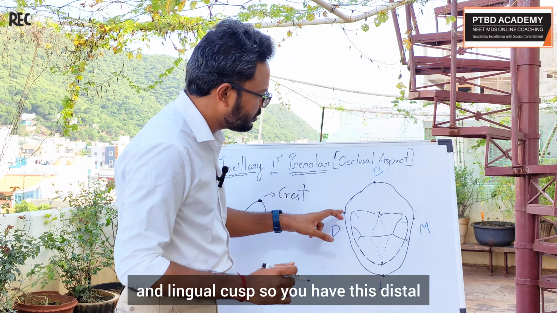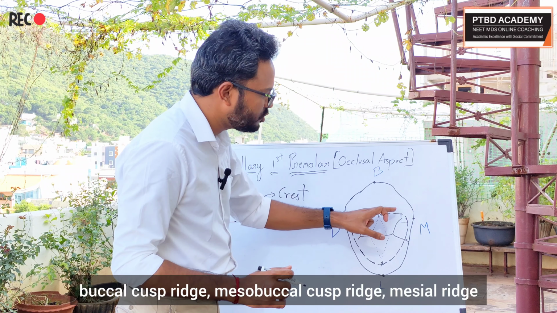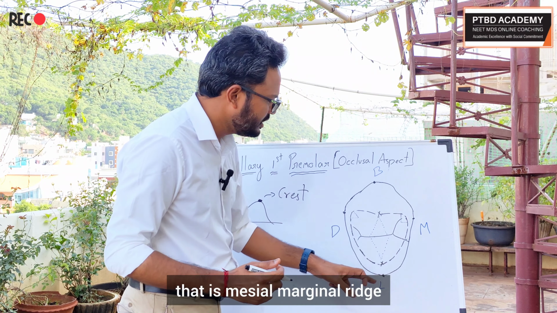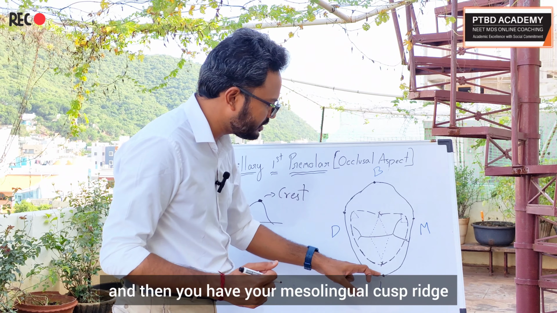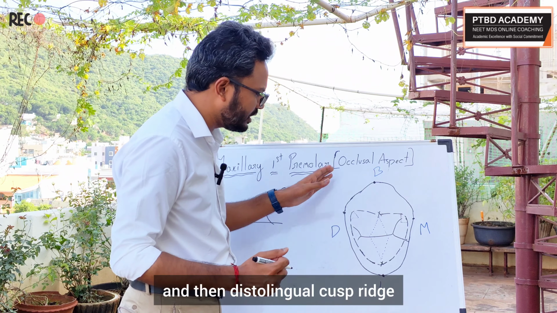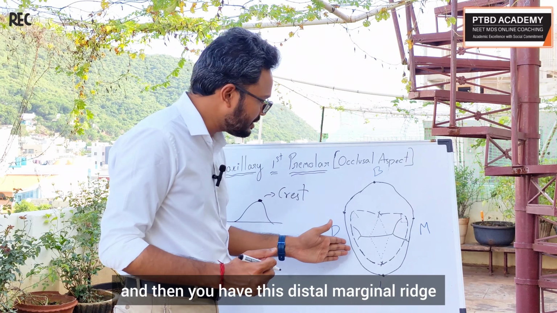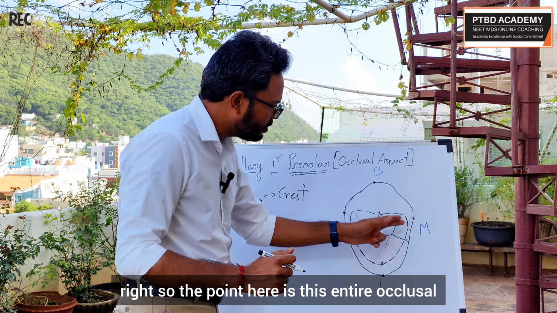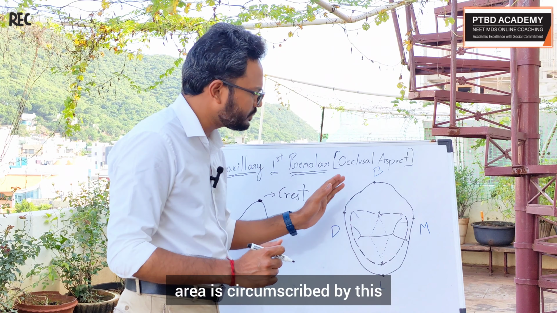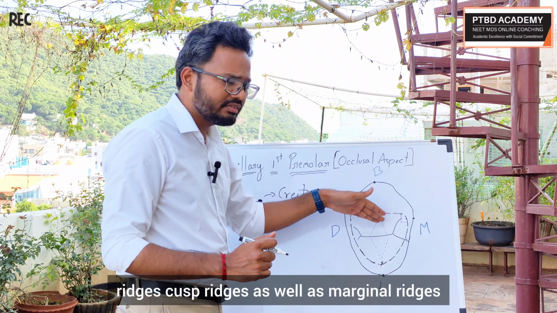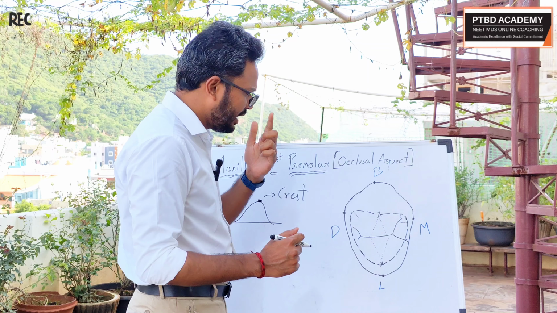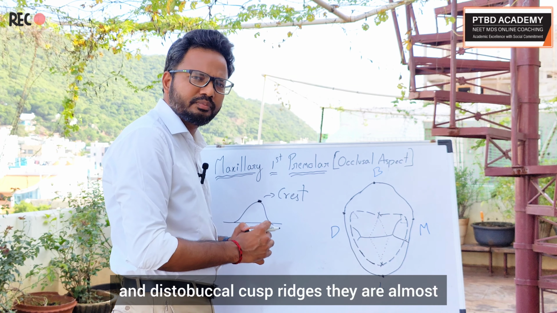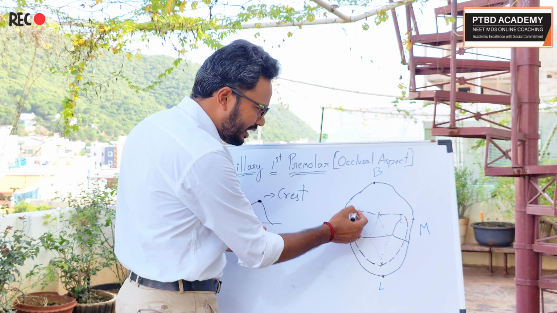So you have this distobuccal cusp ridge, mesobuccal cusp ridge, mesial ridge, that is mesial marginal ridge, and then you have your mesolingual cusp ridge, and then distolingual cusp ridge, and then you have this distal marginal ridge, right? So the point here is this entire occlusal area is circumscribed by these ridges, cusp ridges as well as marginal ridges. And if you see these mesobuccal and distobuccal cusp ridges, they are almost in line.